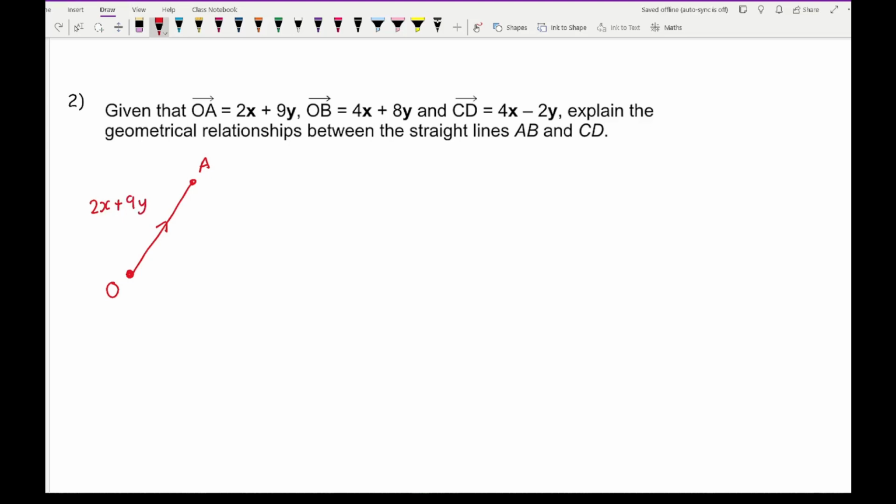And again, this is just completely fictitious. I'm completely making this up. And we also know that O to B, so if I draw another line and call this point B, this vector is 4x plus 8y. And we've got this rogue point of C to D. So if I just put that there, C and D, and that's 4x minus 2y.